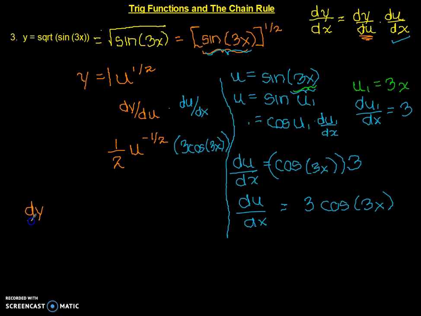So again, since I've already found the derivative by multiplying dy over du times du over dx, all I'm going to do is replace the u back with whatever it equals. So u is equal to sine of 3x, not to be confused with u sub 1. It has a negative half power, which belongs to this trig function. And this is already in terms of x, so I'll bring that down.